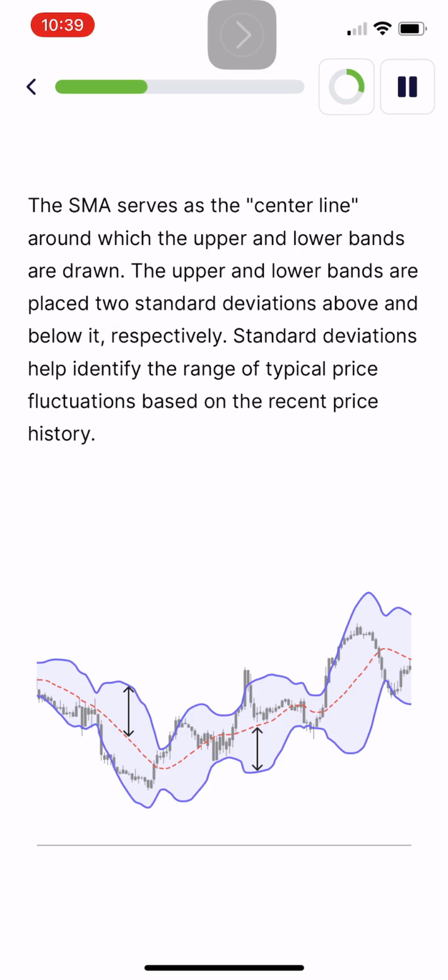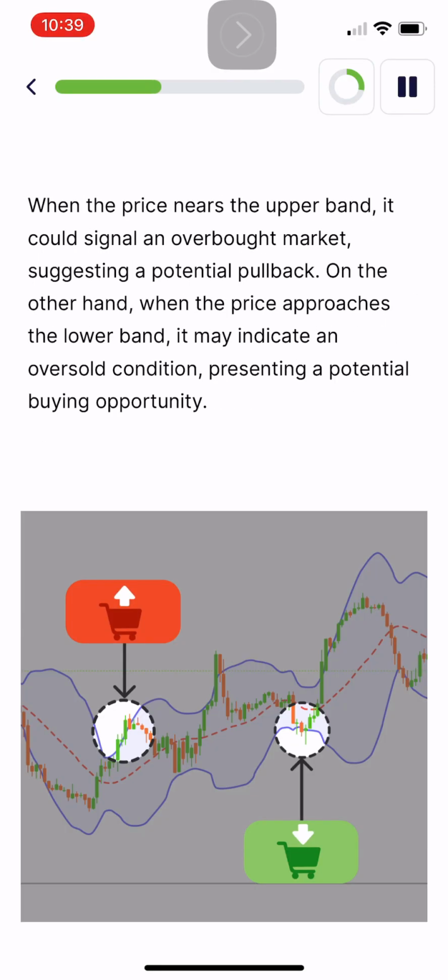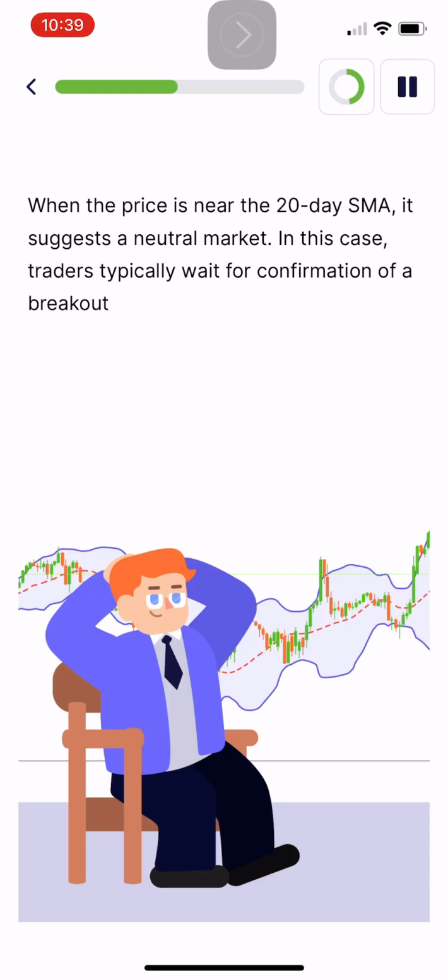The upper and lower bands are placed 2 standard deviations above and below it, respectively. Standard deviations help identify the range of typical price fluctuations based on the recent price history. When the price nears the upper band, it could signal an overbought market, suggesting a potential pullback. On the other hand, when the price approaches the lower band, it may indicate an oversold condition, presenting a potential buying opportunity. When the price is near the 20-day SMA, it suggests a neutral market. In this case, traders typically wait for confirmation of a breakout.